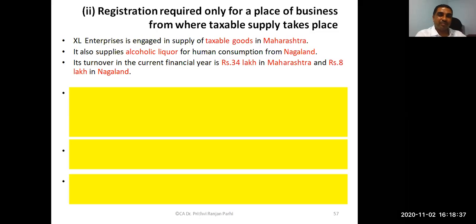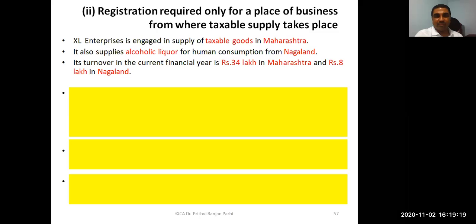What is the aggregate turnover? First of all, decide aggregate turnover. So, aggregate turnover will be 42 lakhs. Okay. Now, whether registration is required? Yes, because for registration, what is relevant is aggregate turnover. It is exceeding 40 lakh. So, registration is required. But now, the question is in which state, or in both the states?